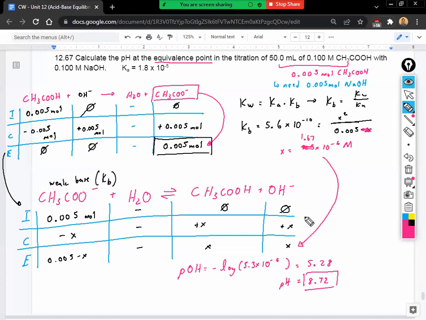1.67. And then so you can plug that in there. 1.67. So I guess I would get it wrong too, but so negative log the answer. So your pOH should be 5.77. And so you should get 8.22 as your pH.